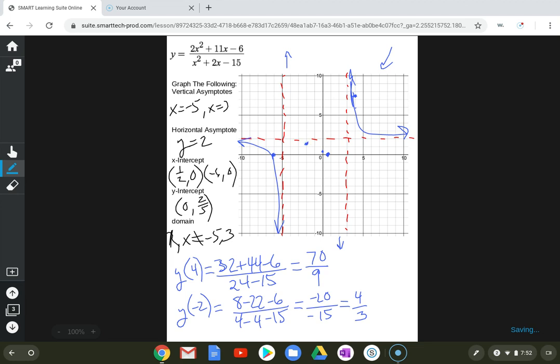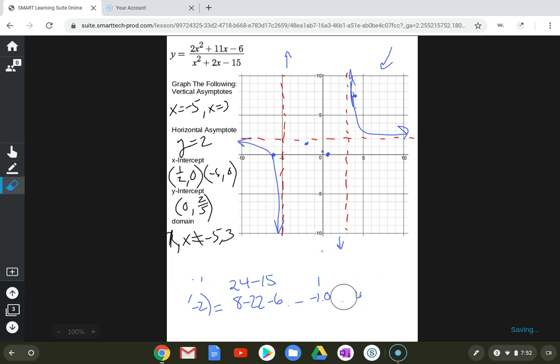I'm going to do one more just so that you can see that we are going to cross the horizontal asymptote in the middle here. So I'm going to plug in a -3 just so you can see it. I'm going to erase some of this just to give myself some space.